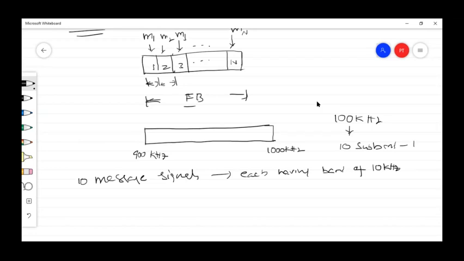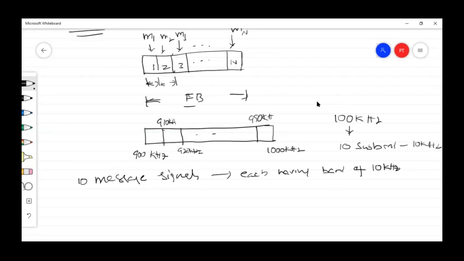Each one is how much? 10 kilohertz. Okay. So if that is the case, the first subband will occupy from 900 to 910 kilohertz. And the second subband will occupy from 910 kilohertz to 920 kilohertz. And so forth. So finally, the last one will occupy a frequency band of 990 kilohertz to 1000 kilohertz.